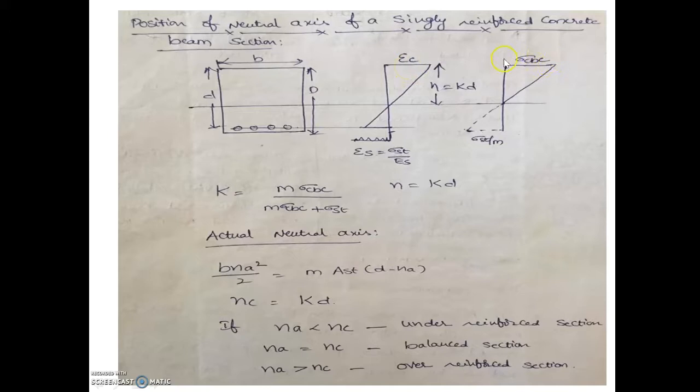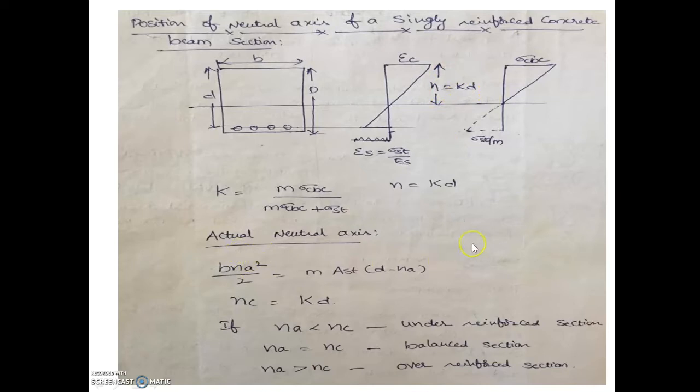In this case, sigma cbc is the stress in the concrete, and sigma st by m, where k is equal to m sigma cbc divided by m sigma cbc plus sigma st. k is a constant, and n is equal to k into d, that is the critical neutral axis. Nc is equal to k into d.